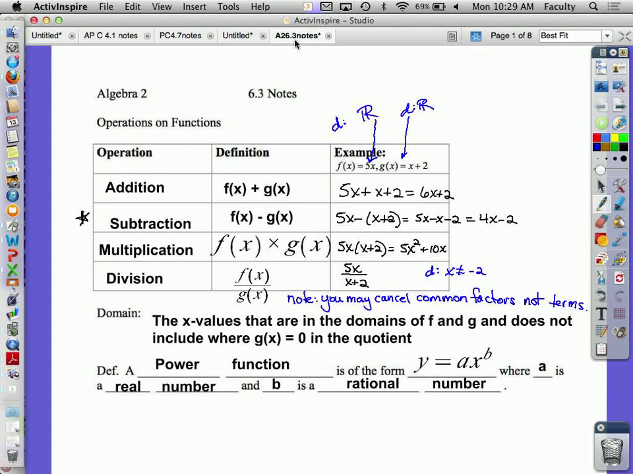Anybody give me an example of a rational number? No? Okay. Elena, what do you think?